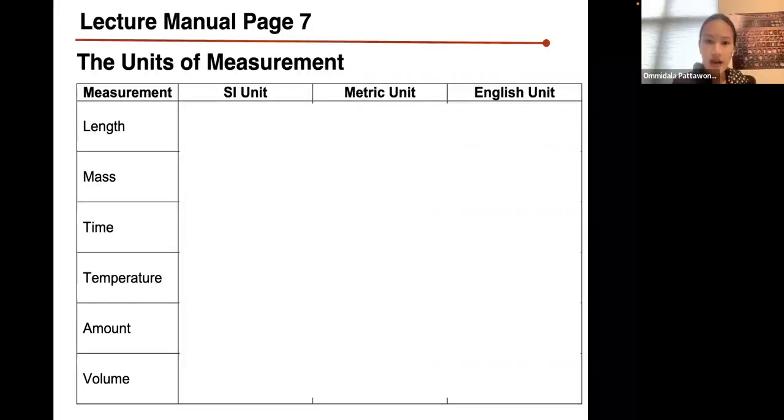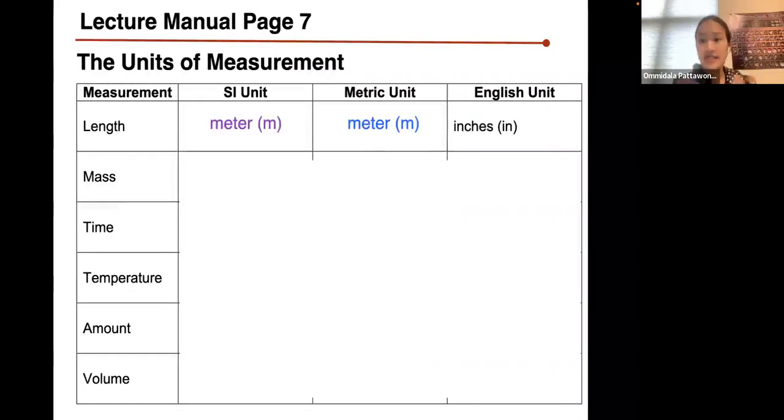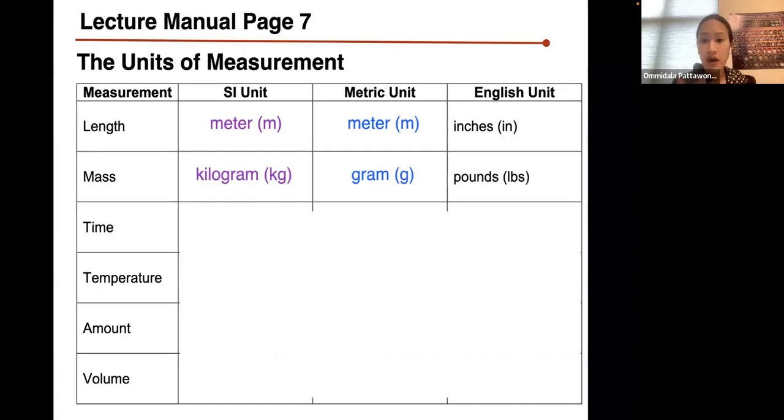The SI unit and metric unit for length are the same, which is meter. For the English unit, it can be inches, foot, or yard. So it can be any of those. Let's take a look at mass. The unit that comes with mass can be kilograms, grams, pounds, or ounces. So it depends on what type of unit you are going to use.